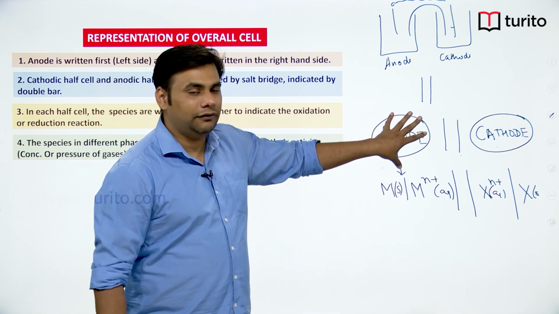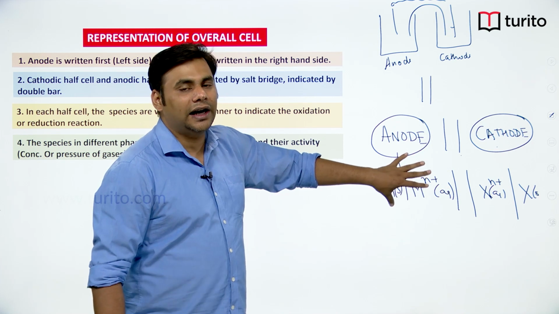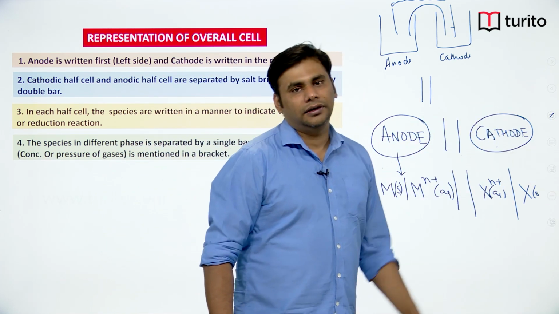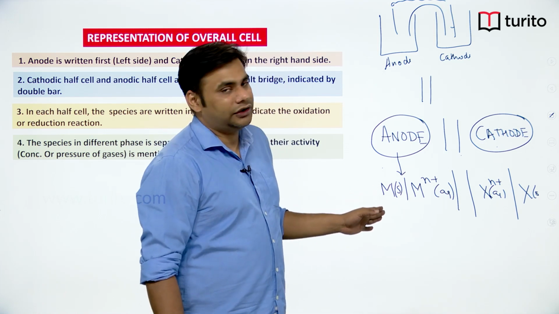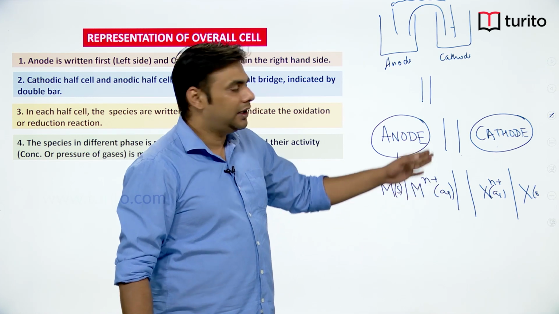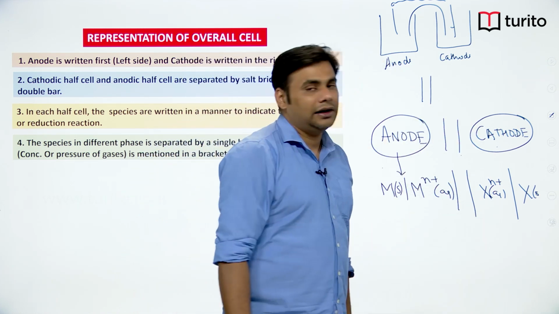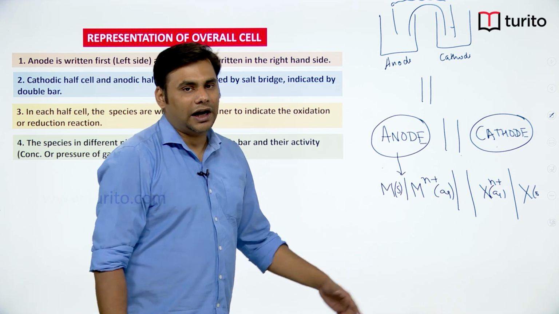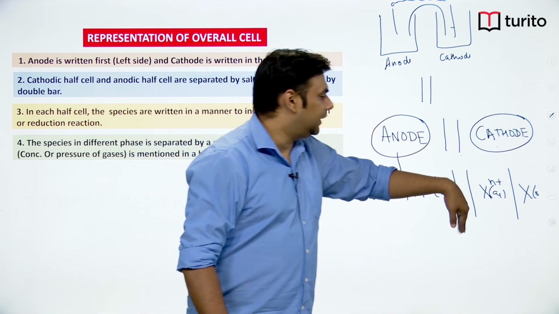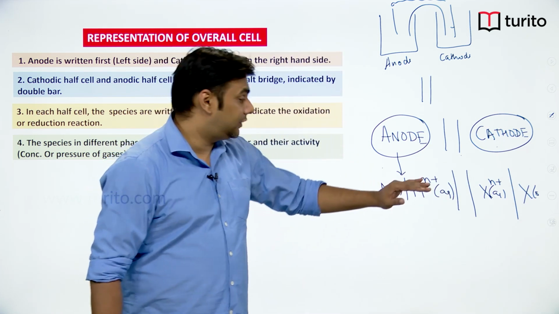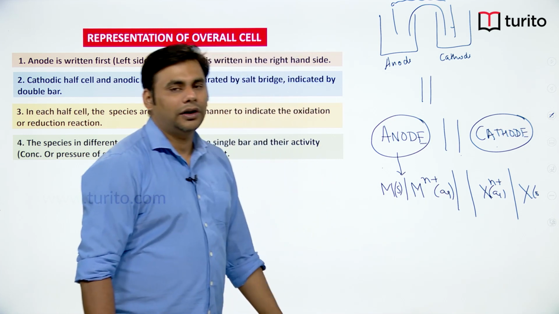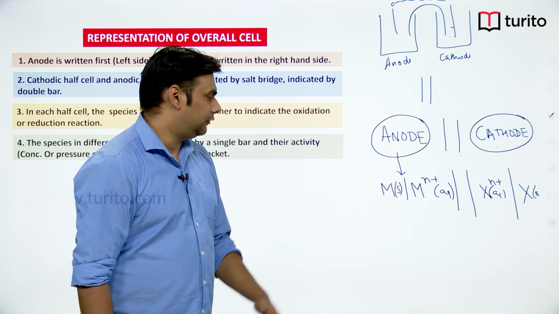Okay, in the anodic portion we will write the species in such a way that they represent oxidation, and in the cathode they represent reduction. Suppose in the anode we dipped a metal M in its aqueous solution containing Mn+ ion, and in the cathode we dipped an X metal containing its ion in the aqueous form Xn+. So metal M will get oxidized in the anodic half, and in the cathodic half Xn+ will get reduced. So we are writing them in their oxidation or reduction reaction form.